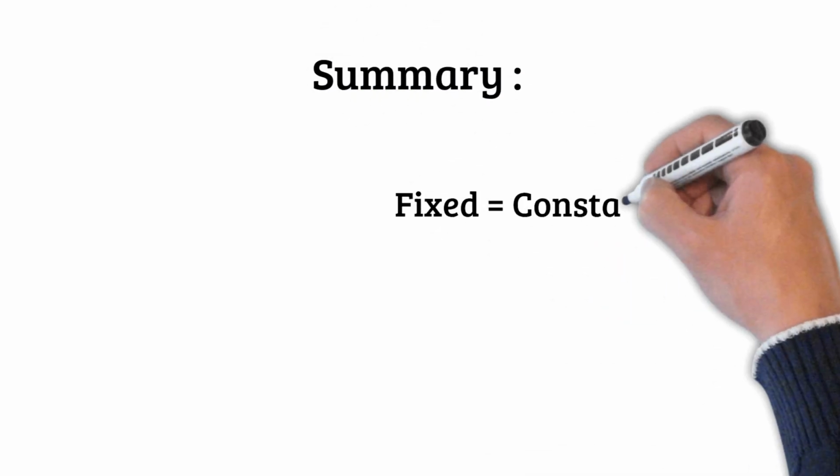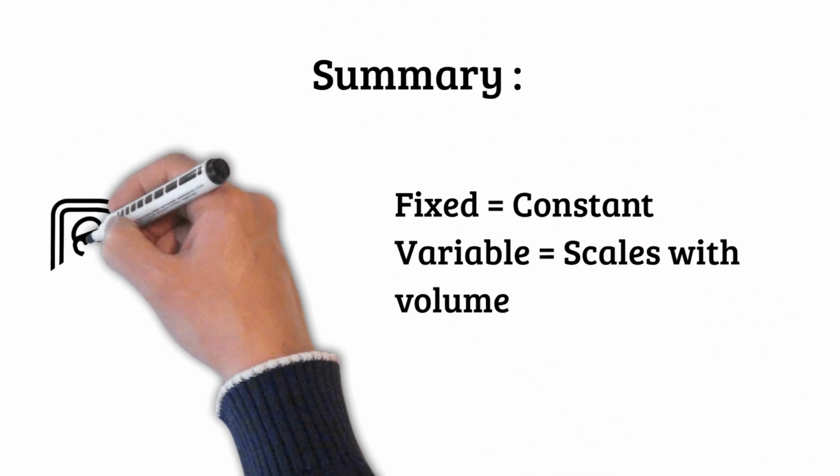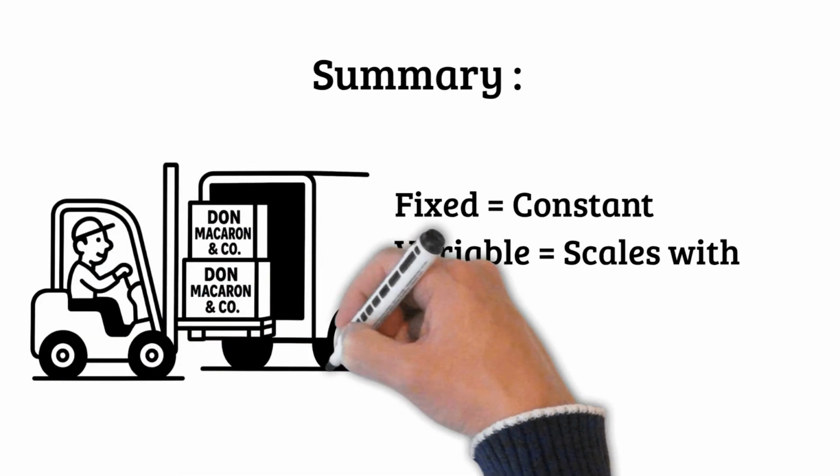So let's sum it up. Fixed costs stay the same. Variable costs grow with production. Know the difference, and you're already halfway to profit.